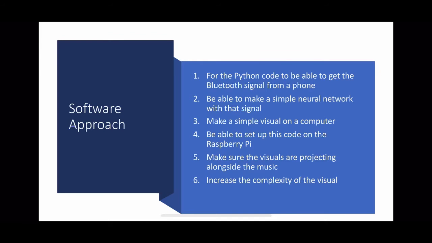Then we want to make a simple visual on a computer. So our original goal is to be able to create a waveform or something simple, such as a circle or a triangle, and that way we know that it's working and can eventually make it more complex. And once we know that simple visual is working, we want to put it on the Raspberry Pi.